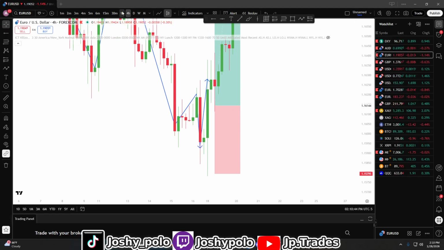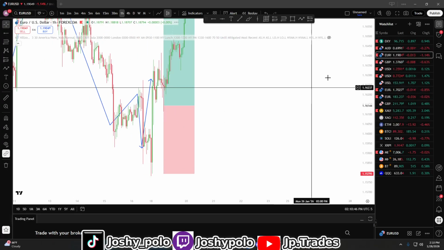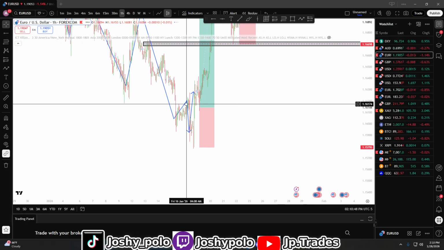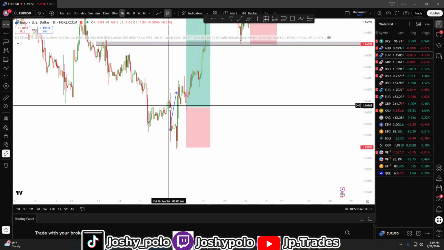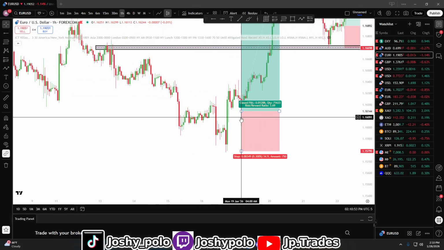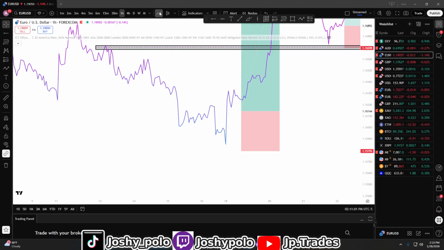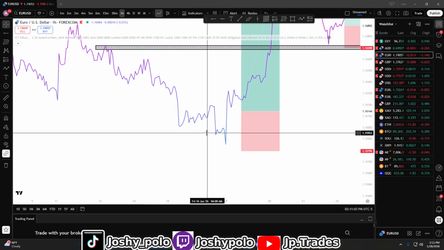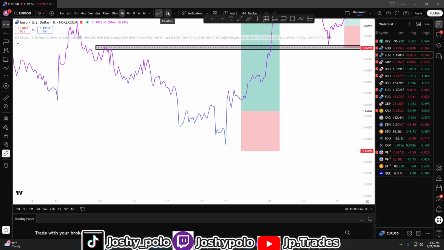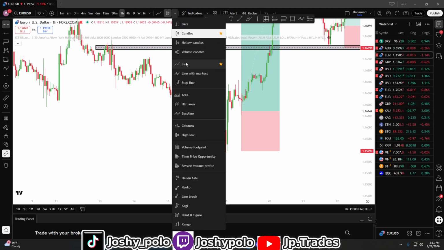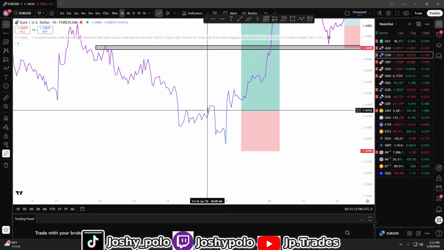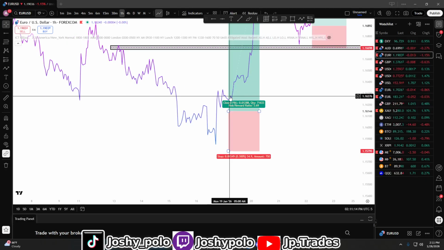So what do I do? I scale down. This is what I do. I scale down here, and I'm looking for a high that's going to get retraced into. The best way to do this is going into this line chart right here. You can do that by clicking this, and then there's the line chart. I recommend you flip that on and favorite it, so you have it like that.